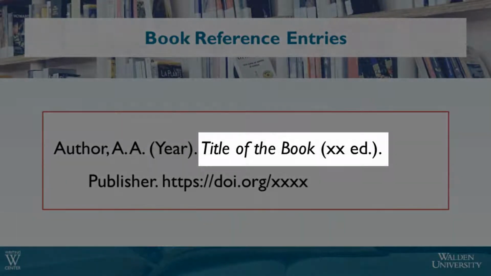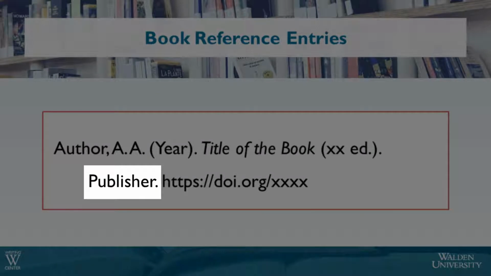After the year, include the title of the book in sentence case and italicized. This means that only the first word of the title, the first word after the colon, and any proper nouns are capitalized. Also note that this is where you include the book's edition, if it's not a first edition.